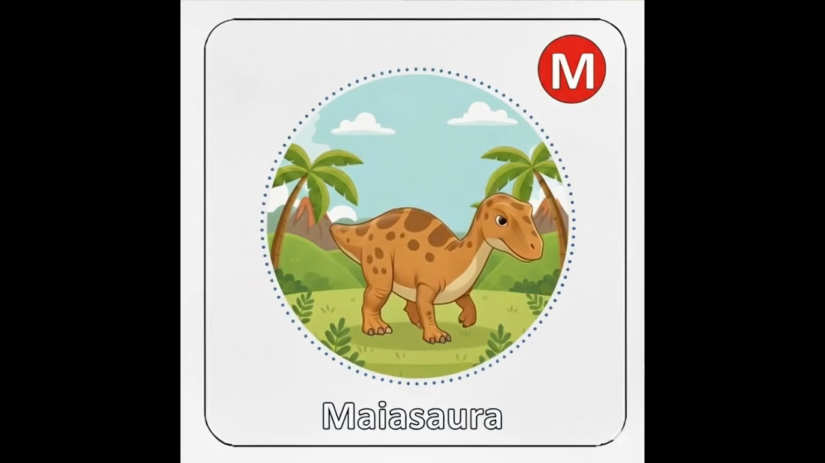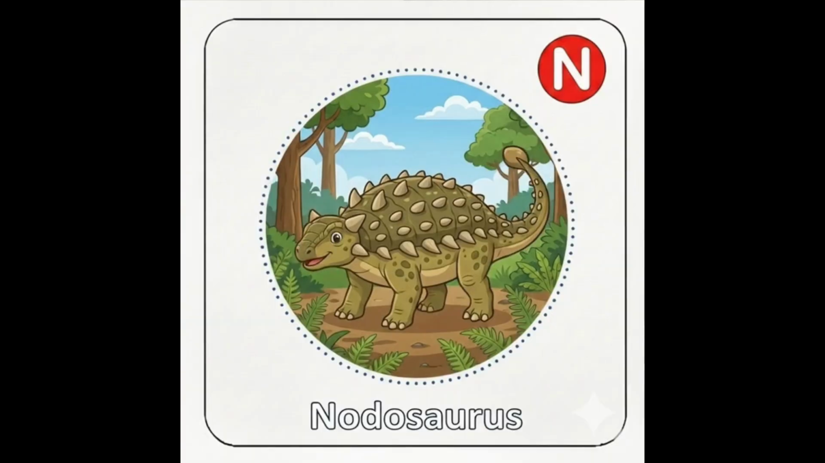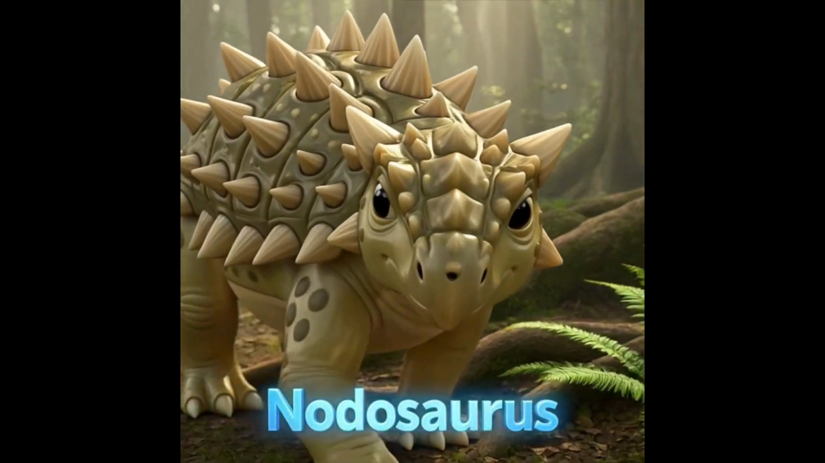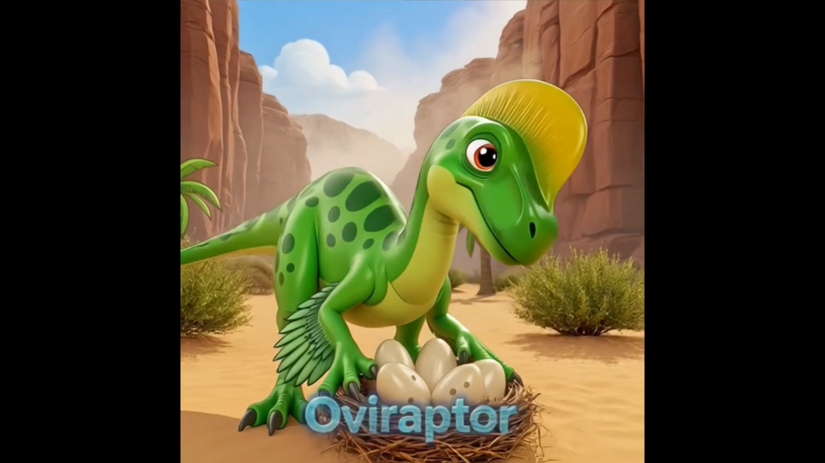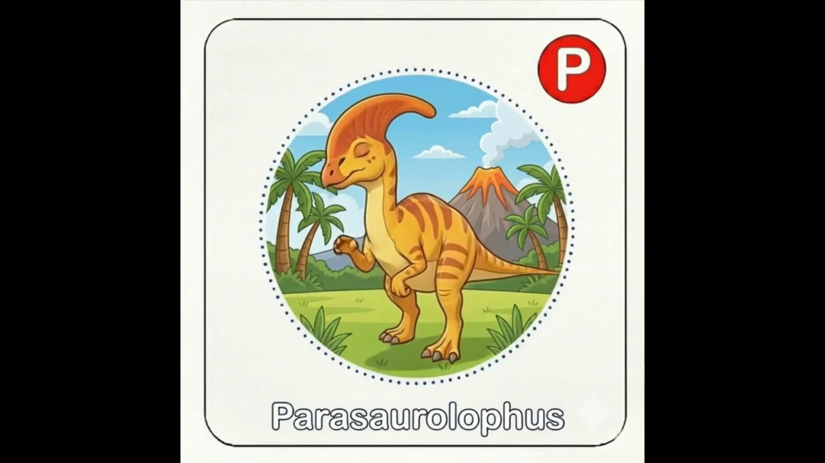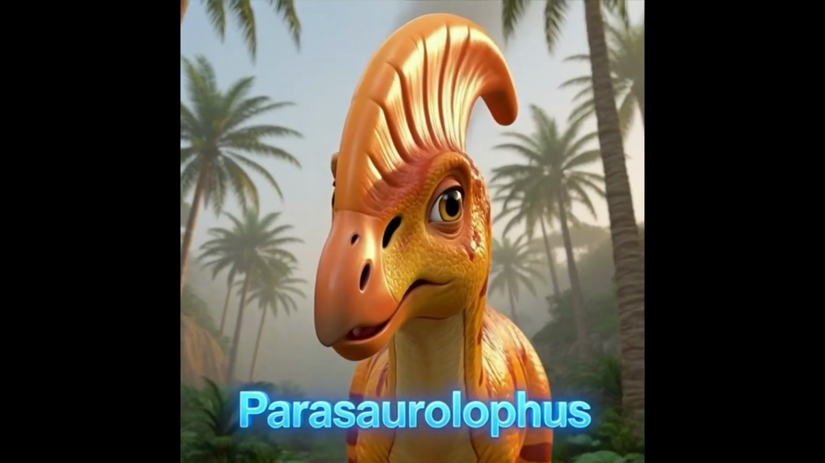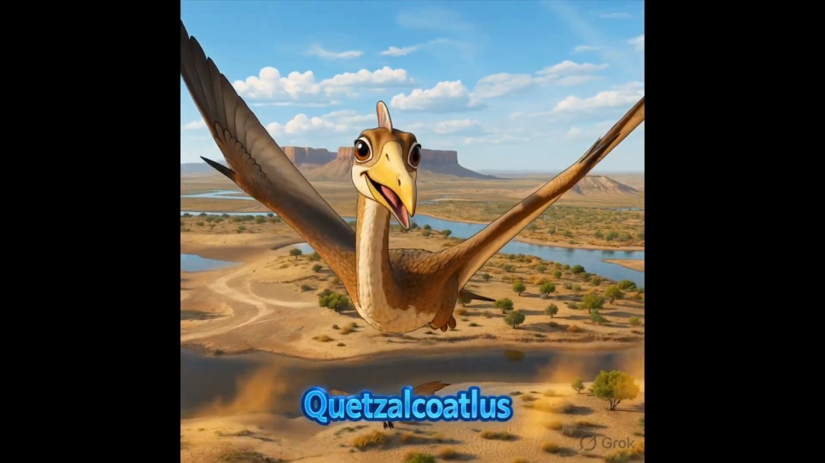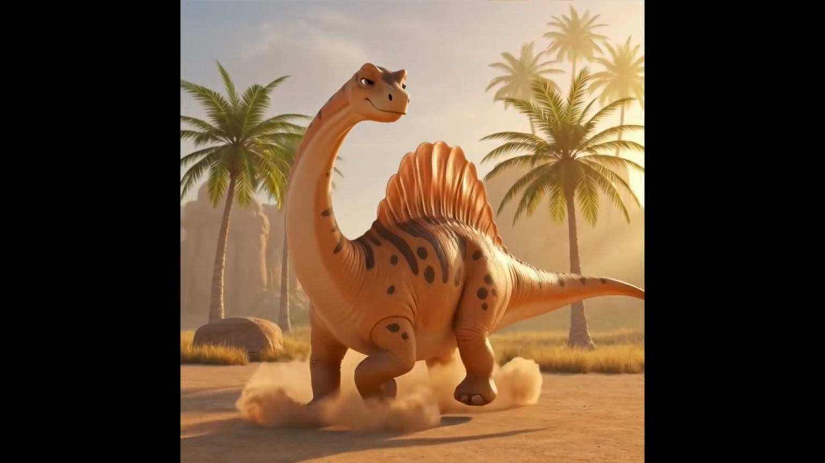M is for Maiasaura. N is for Notosaurus. O is for Oviraptor. P is for Parasaurolophus. Q is for Quetzalcoatlus. R is for Rabachisaurus.